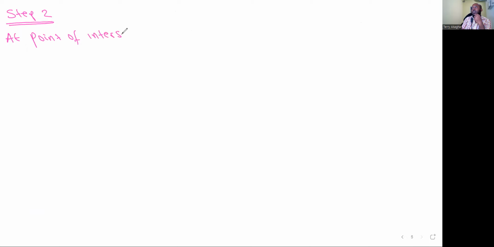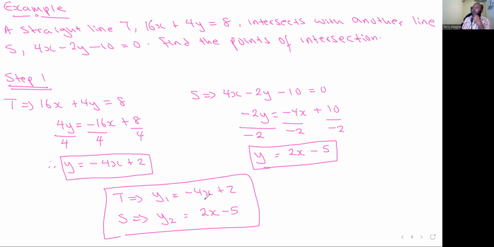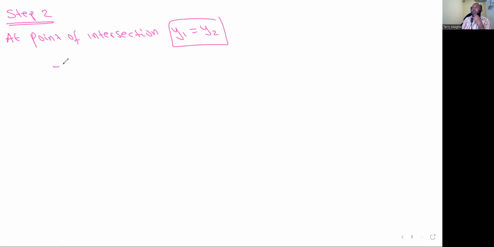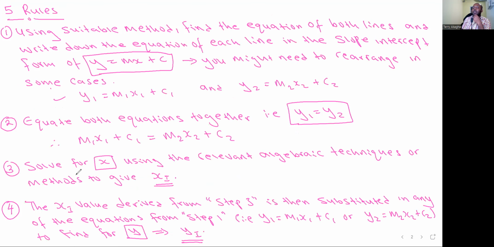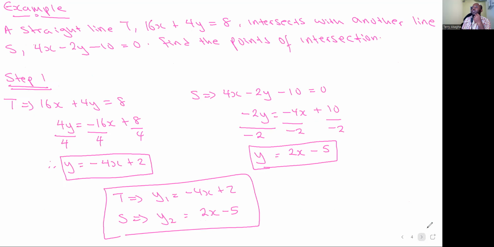So at point of intersection, we know y1 is equal to y2. So that means we can now say minus 4x plus 2 must be equal to 2x minus 5. Okay? So we're done with that. So step 3 now said we should solve for x using the relevant algebraic techniques or method to give us our xi. So let's go and solve for x now.